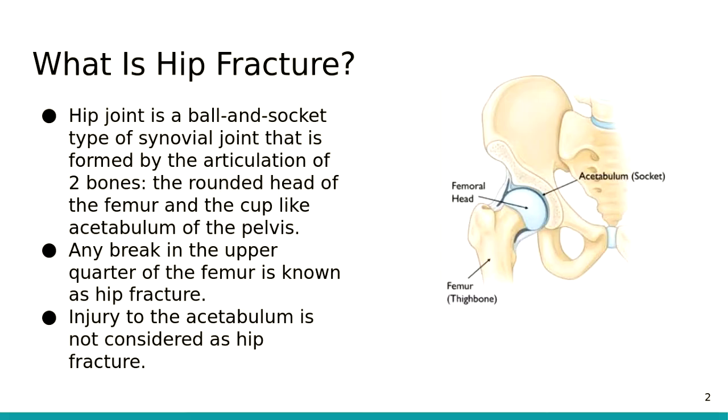What is hip fracture? The hip joint is a ball and socket type of synovial joint that is formed by articulation of two bones, the femoral head and the acetabulum of the pelvis. Any break in the upper quarter of the femur is known as hip fracture. But injury to the acetabulum is not considered a hip fracture. Next.